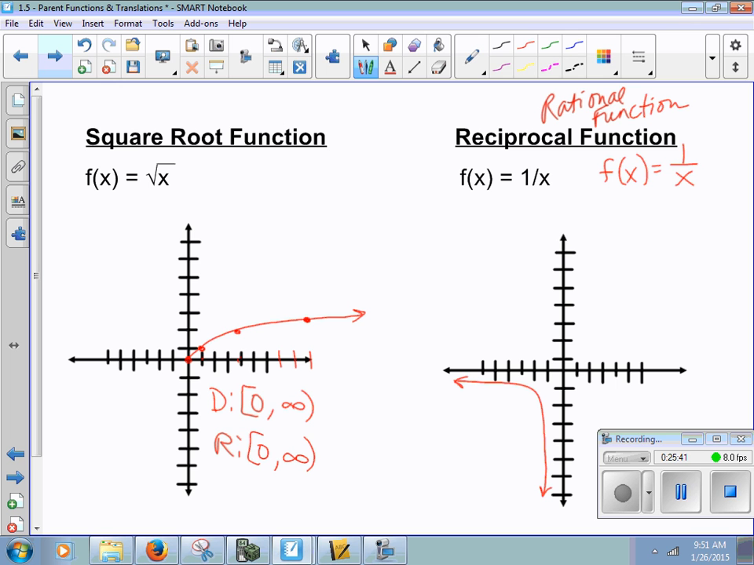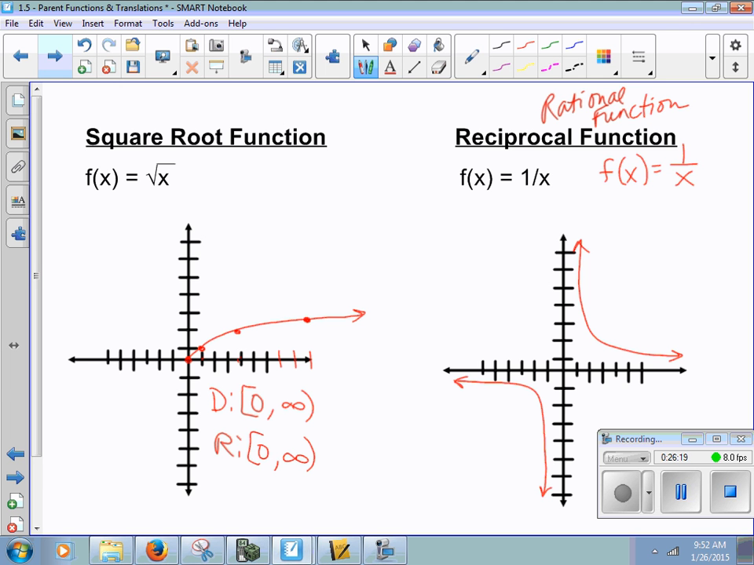They will never touch the, well, I can't say they will never. If it's translated, they will. But the parent function for the reciprocal, 1 over x, the curve itself will never touch the x or the y axis. Never. The pieces are in the first and the third quadrants. Now, you have to know that.